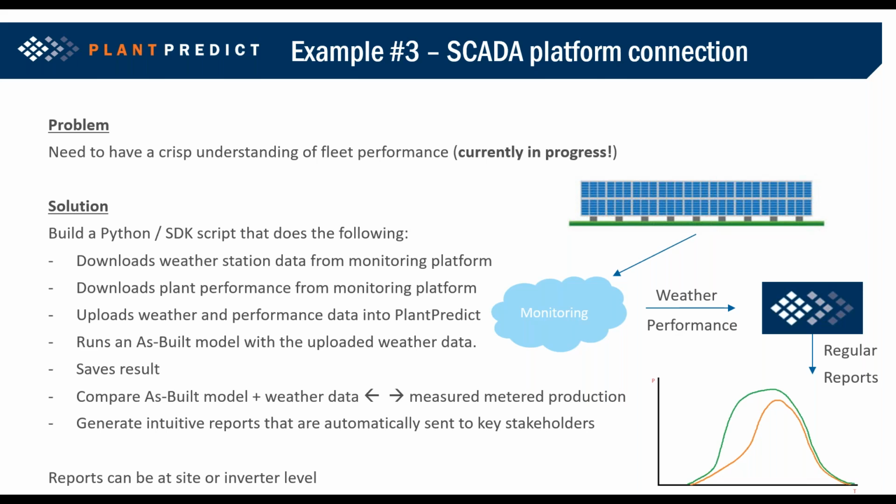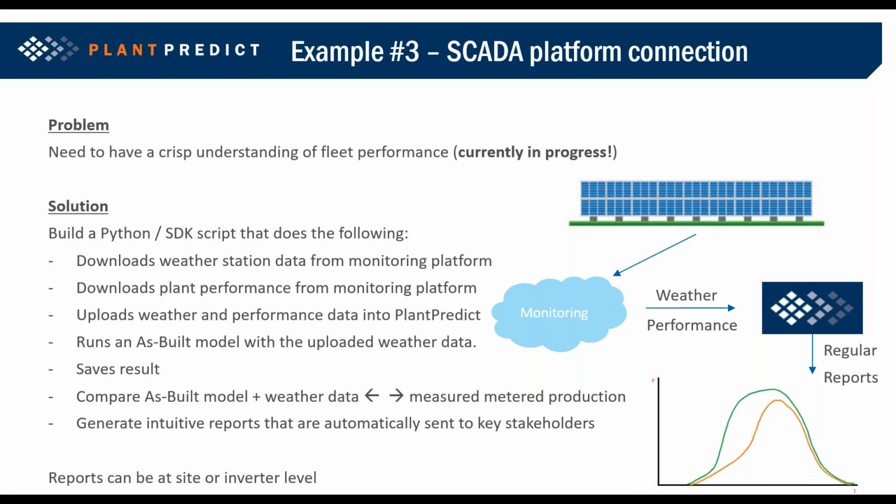And at intervals that you choose, or that we're going to choose, it downloads them. For that same interval, it downloads the plant performance from the monitoring platform. The script then, all in one sweep, uploads the weather and performance data into PlantPredict. It runs an as-built model with the uploaded weather data.